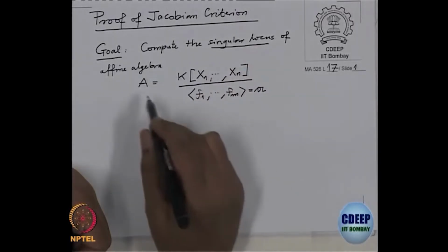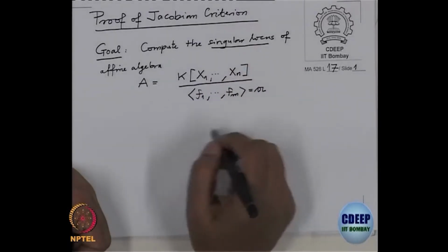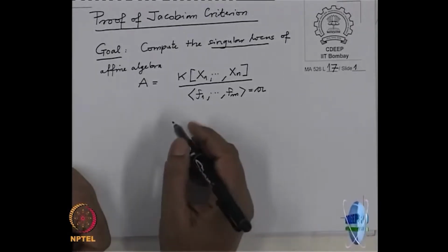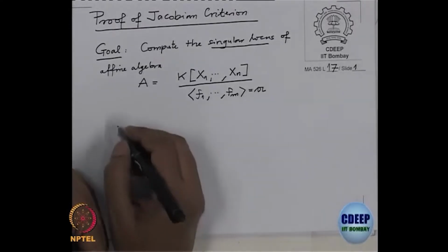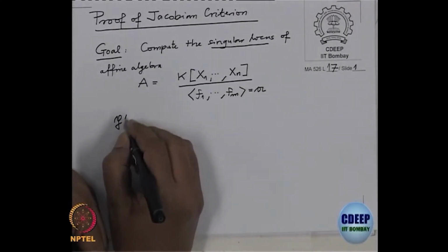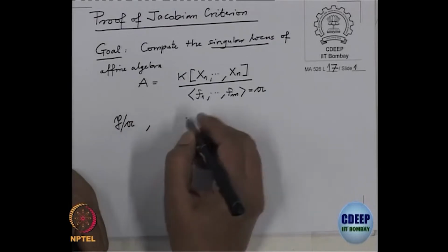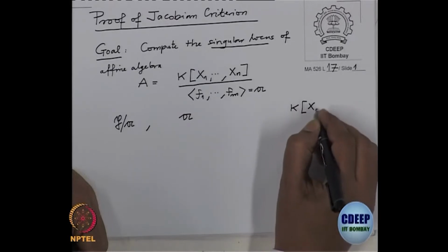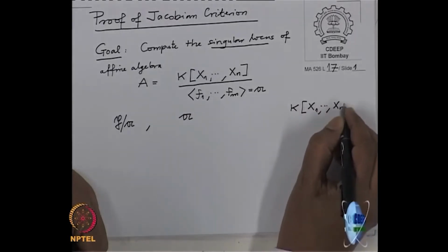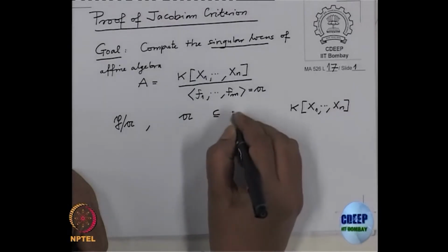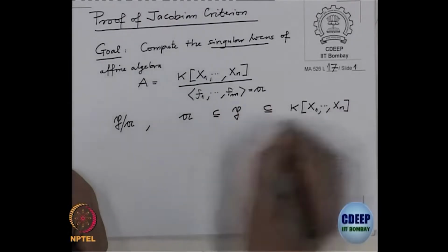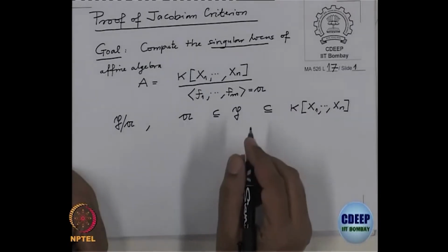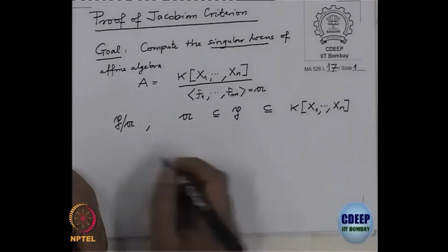That means all those prime ideals in this affine algebra so that the localizations there are regular local rings. So the prime ideals will look like P/A, where A is an ideal in the polynomial ring, and this P is a prime ideal which contains A. So this P is actually a prime ideal in the polynomial ring, and every prime ideal in A looks like this.